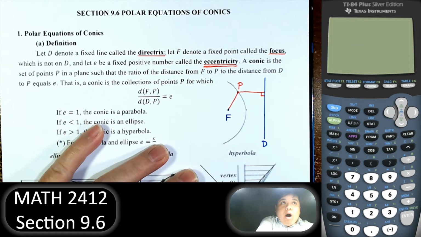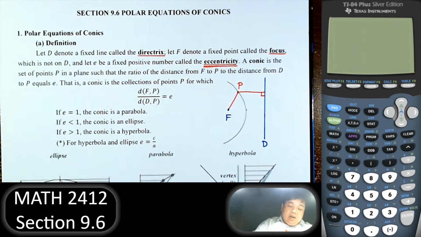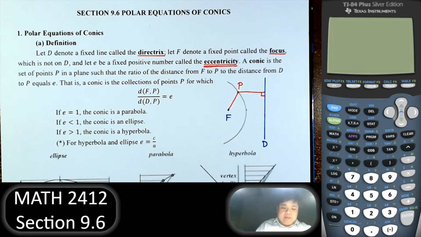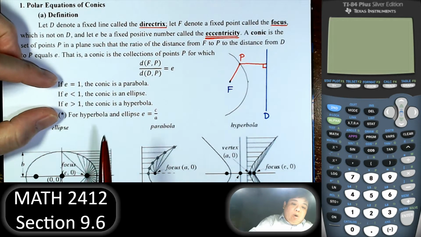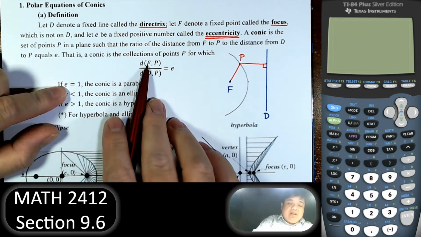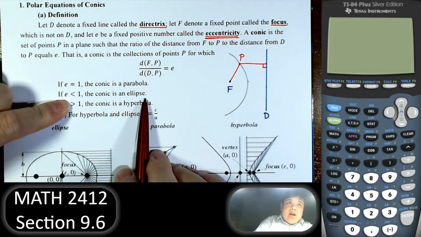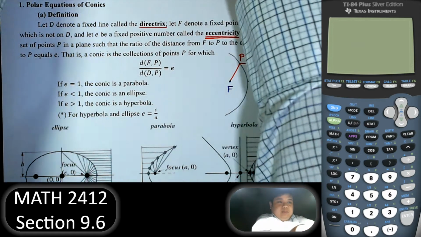Of course, for a parabola it is equal to 1, when the distances are equal. But for an ellipse and a hyperbola, that ratio is going to be something else, but it's going to be a constant. For a parabola, e is equal to 1 because they are equal. If it is less than 1, it is an ellipse, and greater than 1, a hyperbola. Now think about this.